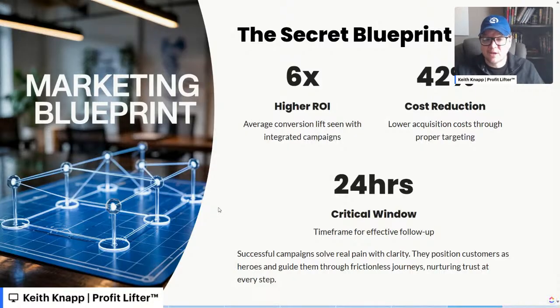Secret blueprint: 6 times higher return on investment, the average conversion lift seen with integrated campaigns. If you implement this stuff, you are going to drastically start seeing improved conversions. Cost reduction, this is a no-brainer. If you're targeting the right person, saying the right thing, sending them to a website and landing pages that actually engage with them, that capture their attention, your cost per acquisition is going to drop considerably. I mean, this is almost a 50% reduction in costs, simply because you are targeting the right person. They're going to opt in. You're targeting the right person, saying the right thing, putting the best looking things in front of them that drive them to conversion.